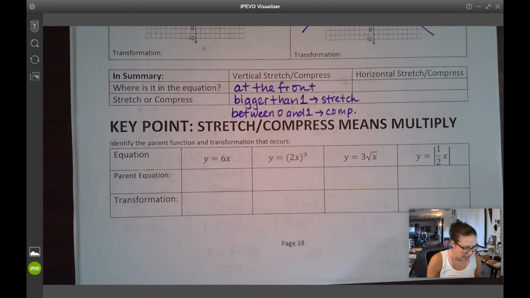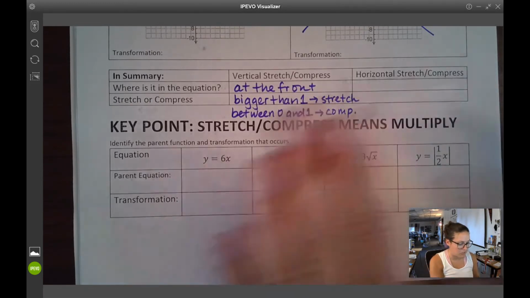So stretch and compression. Stretch means we multiply by something bigger than 1. Compression means we multiply by something between 0 and 1. So make sure you have that written down. If you need to pause the video, go ahead and pause it. But this right here is the key.